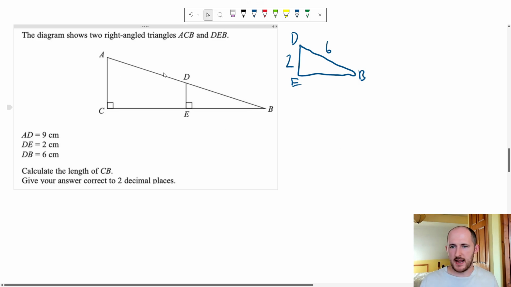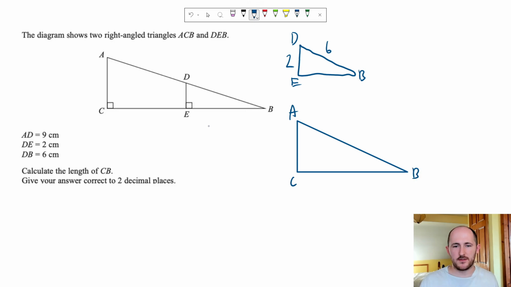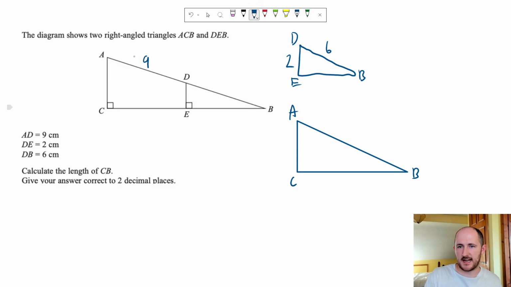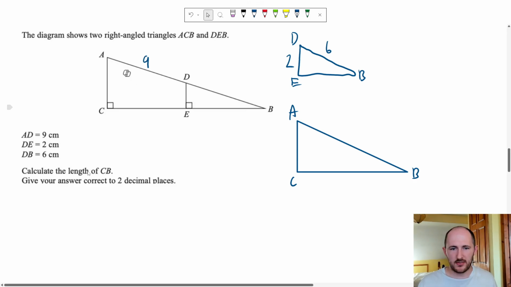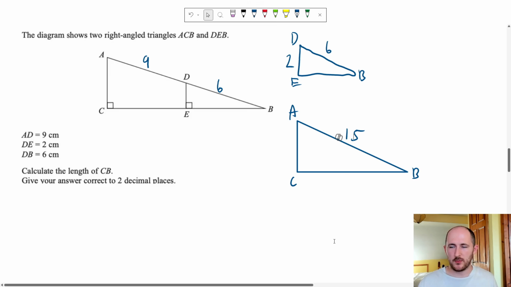And the other triangle is ABC, so the overall shape. So I'm going to draw that slightly bigger. And we have A, B, C. Do we know any of those lengths? Well, let's have a look. We have AD, which doesn't help us exactly, because it's only part of the length. And we have DB is 6, so if we label that on here, that means the length A to B should be 15, right? It should be 9 plus 6. And do we have anything else? No, so we've labelled all three of the sides we have. And it says to work out the length C to B, which is this bottom side here.